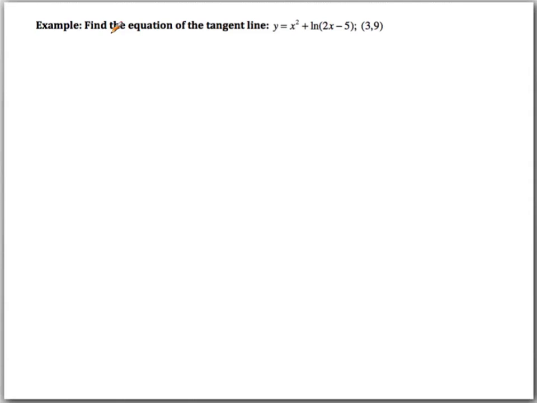And one final example, we want to find the equation of the tangent line of y equals x squared plus ln of 2x minus 5 at the point 3, 9. So if you want to find an equation of a tangent line, we need to first find the slope. And to do that, we need to find y prime. So here, derivative of x squared is 2x. The derivative of the natural log of 2x minus 5. Okay, it's going to be du, so 2 over u, which would just be 2 over 2x minus 5. And so this is our slope.